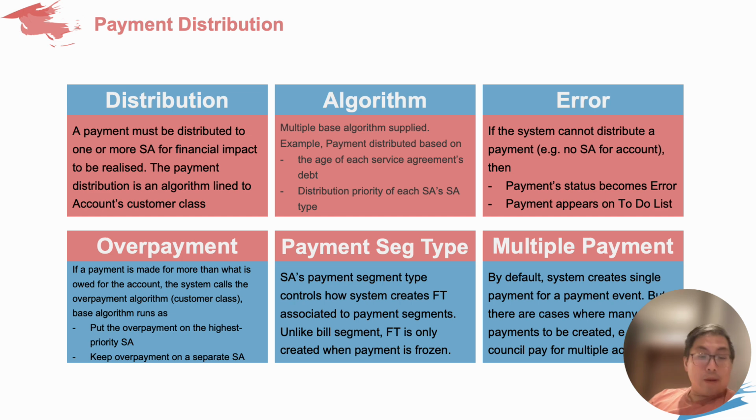One of them I've written here is based on the combination of age of each service agreement's debt and the distribution priority of each service agreement's service type. The second one is actually based on the bill due date. So that will be matching the open item in that sense. But you are always able to define your own algorithm based on the project requirement.